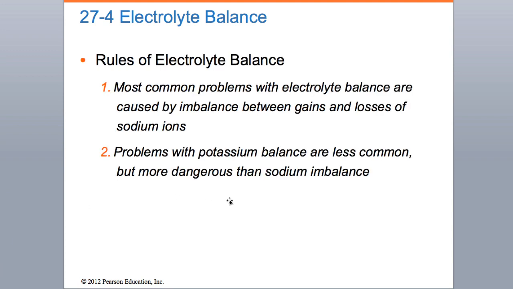Okay, this slide is very important. Most common problems with electrolyte balance are caused by imbalance between gains and loss of sodium ions. That is why we keep talking about the depolarization in the nervous system issue. It's always pretty much a gain or loss with sodium. There are some issues with potassium, but more dangerous with sodium.